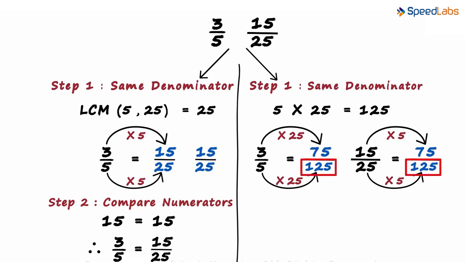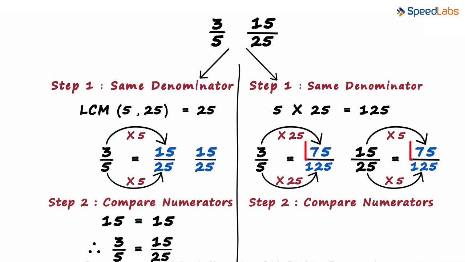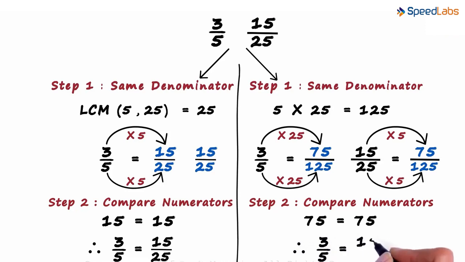The denominators are the same now. We move on to comparing the numerators. Both are 75. What does that tell us? As the numerators are the same, the ratios will be equal. Hence we can say that 3 over 5 is equal to 15 over 25. So now you know where the 75 came from.